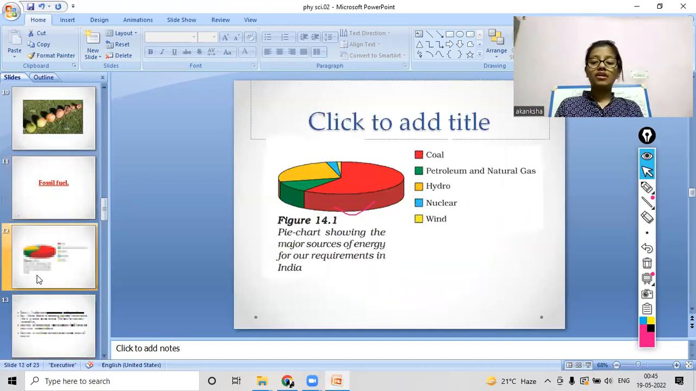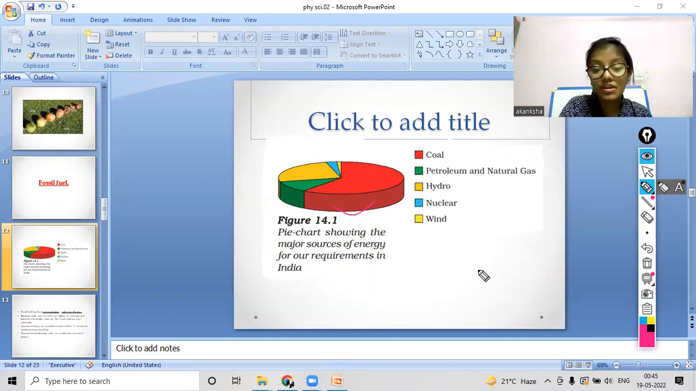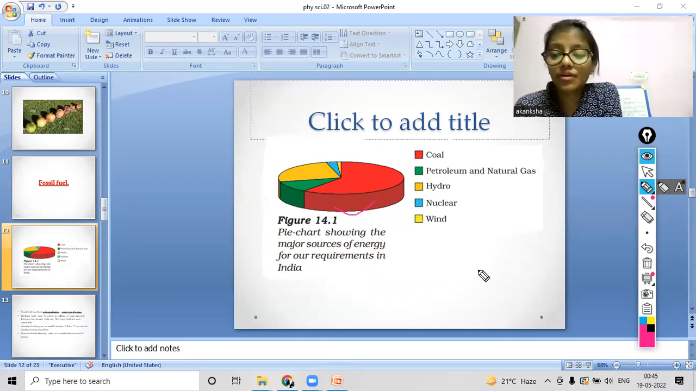So now there is a pie chart in front of you. You have to share your observations. I will give you 5 seconds, observe it carefully, and then share your observations. Till then, if you want to write something, you can write in the chat box. Okay, I can see the right responses.